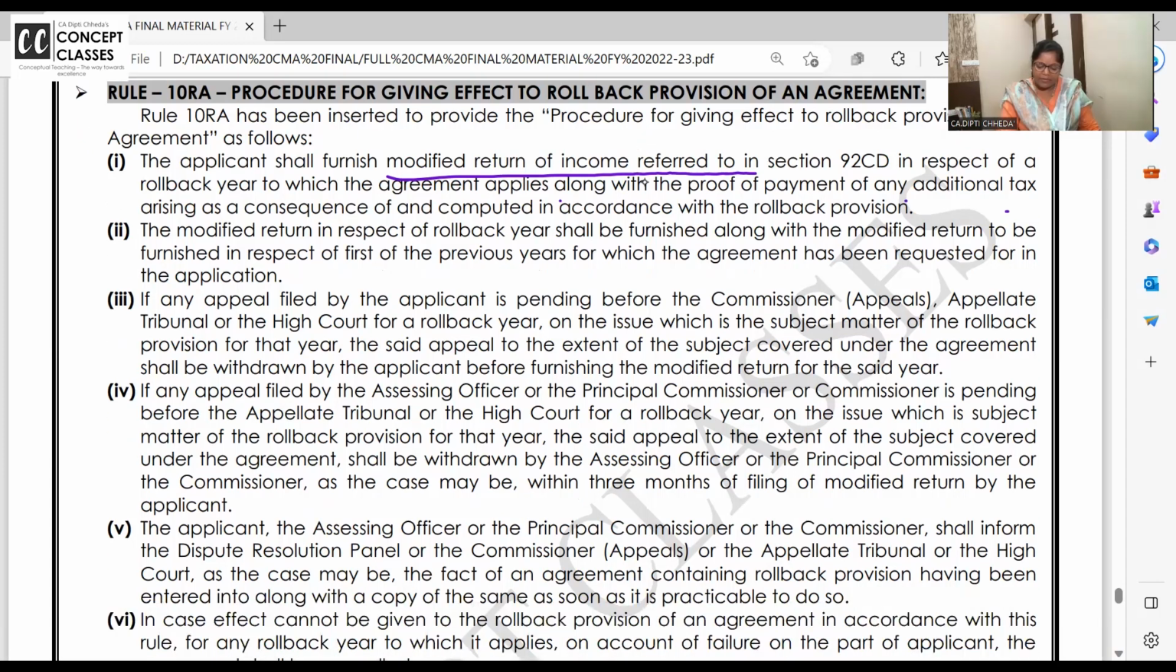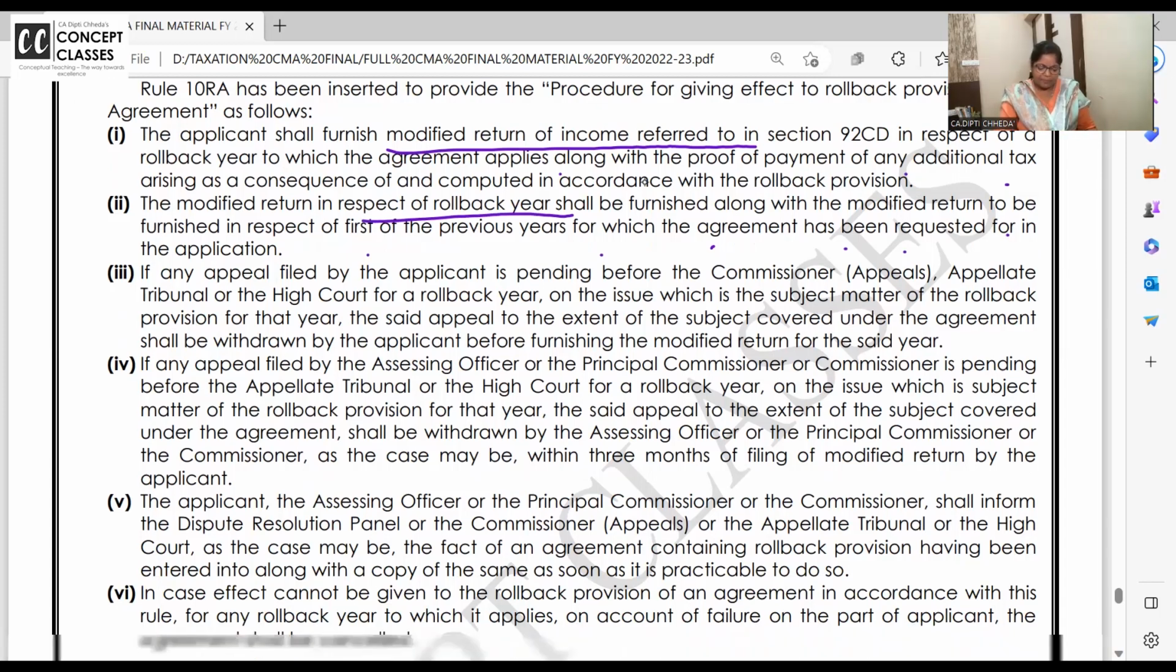And modified return shall be furnished along with modified return to be furnished in respect of the first year for which agreement has been requested. तो आपको modified return, मैम बट 4 साल का रिटर्न तो हम नहीं भर सकते, ड्यू डेट में अलाउड नहीं है, बट रोल बैक के लिए यू आर अलाउड टू फाइल modified return, and with modified return whatever additional tax you are liable to pay.